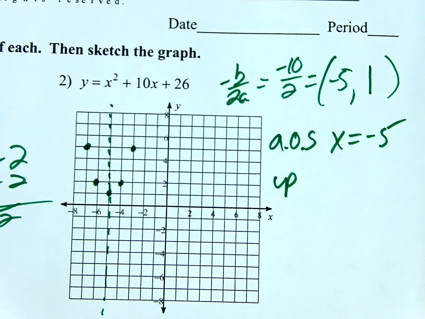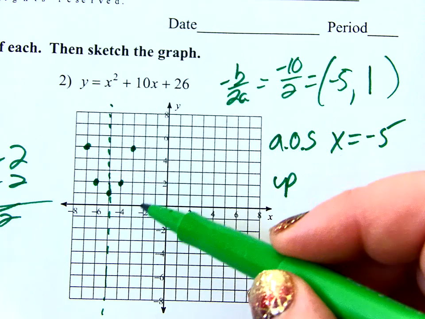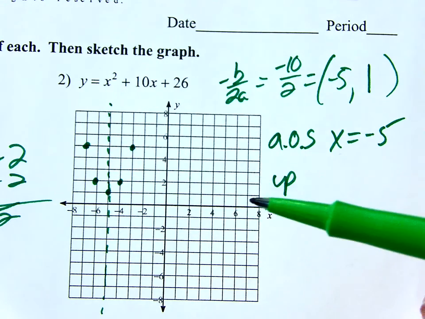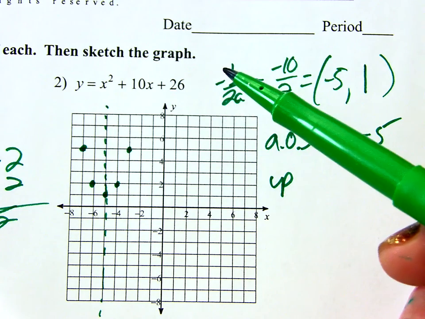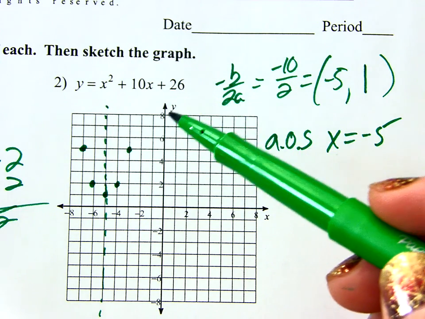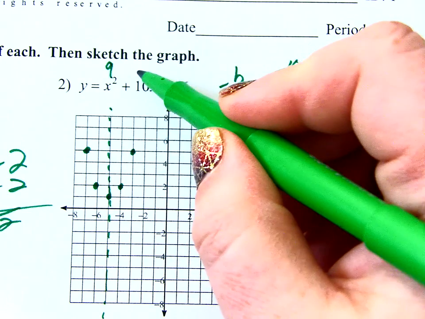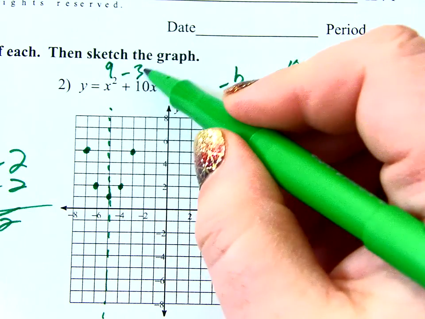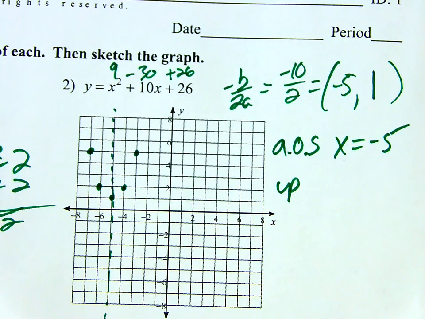You don't have to take my word for it, though. You can actually plug it in, right? So according to my graph, negative 3 should come out to be a positive 5. If you take negative 3 and actually plug it in, you should come out with a positive 5. So let's just see. 9 minus 30 plus 26. Is that really a positive 5? It is. Wow, how about that?